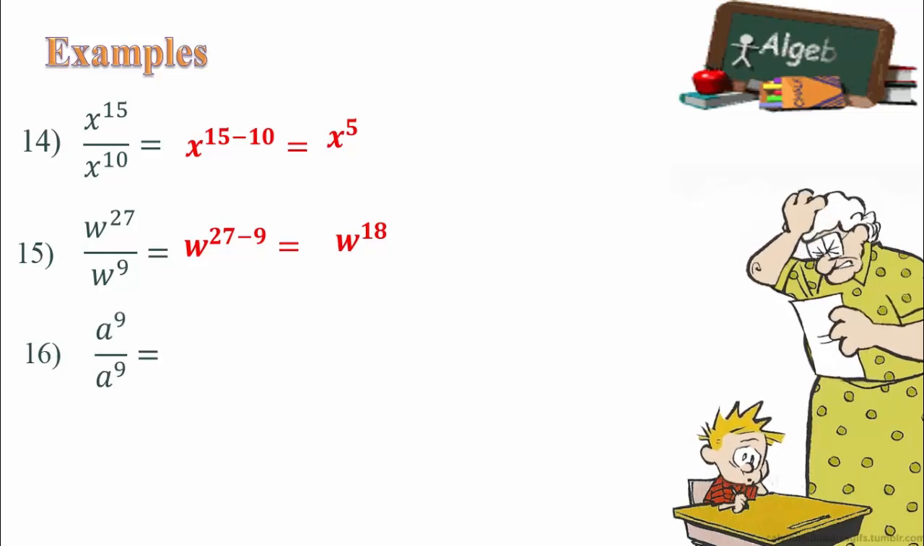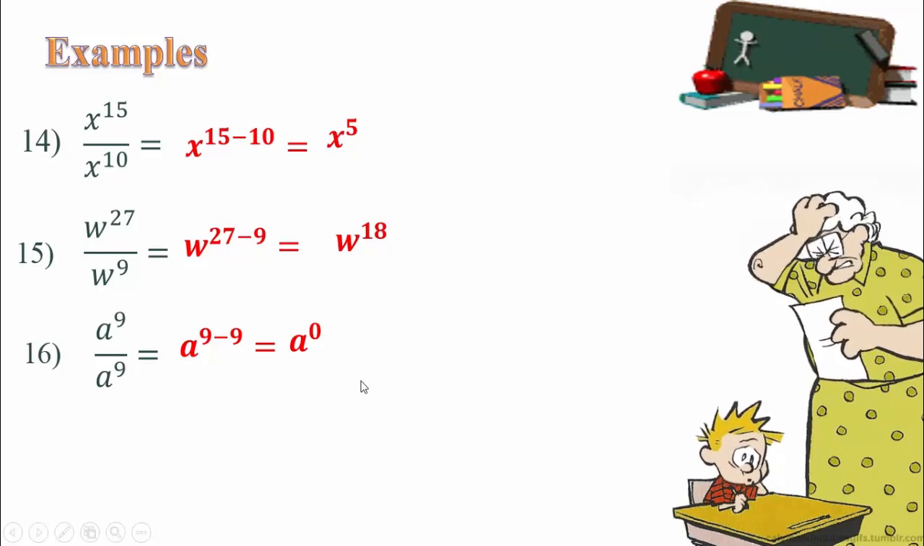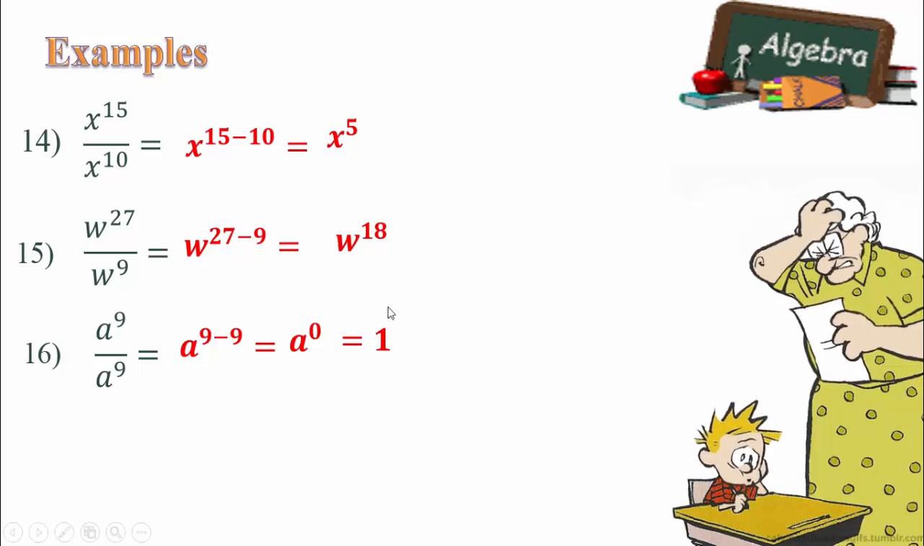For number 16, we have a to the 9th over a to the 9th. It turns out that 9 minus 9 gives us 0, so that's a to the 0. If you haven't learned this, it's a very important thing to know: any expression to the 0 power is always equal to 1. This is something that will occur over and over and over again.